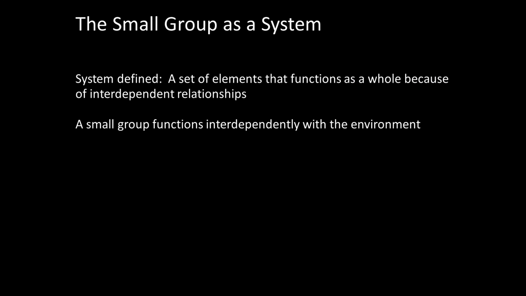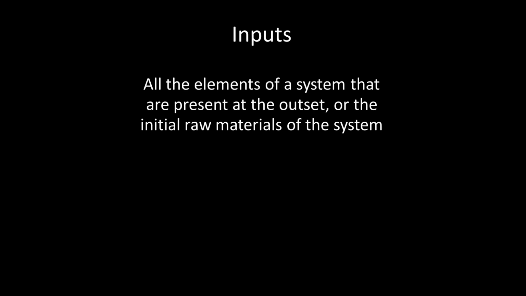So, trying to put this in terms of the small group as a system. First off, starting with the definition. System defined. From the text, a system is defined as a set of elements that functions as a whole because of interdependent relationships. Small groups function interdependently within the environment that they exist in. So moving on, we're going to go ahead and explore several concepts vital to understanding systems theory.